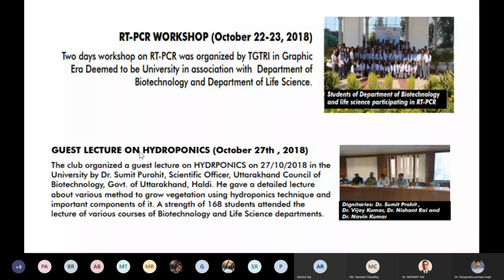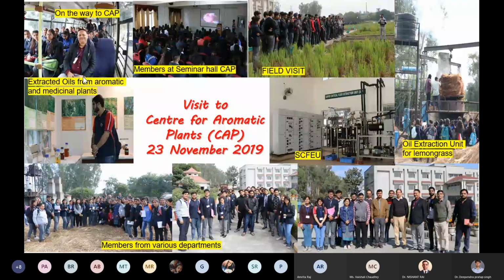So in 2019, recently, we held a conference, a 2-day workshop on aromatic and medicinal plants, and we had a visit to the Center for Aromatic and Medicinal Plants, which is situated in Selaqui. So these are the pictures and photographs where the students from different departments like computer science, IT, civil, mechanical especially, and agriculture also, participated in this workshop.